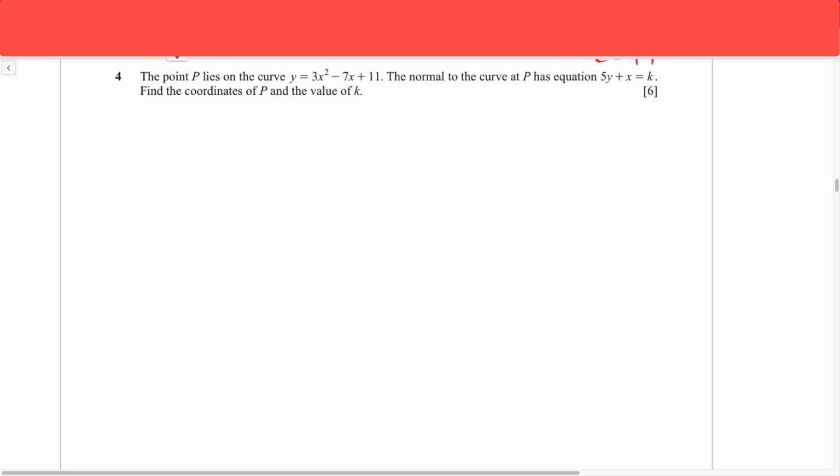Okay, so number 4. The point P lies on the curve y equals 3x squared minus 7x plus 11. The normal to the curve at P, you have one equation here. So find the coordinates of P and the value of k. This one you actually have to understand what the meaning of normal is. So if you have a curve like this, let's say this is your tangent. It should be a straight line. The normal will be the line at 90 degrees to the tangent. This one will be your normal.